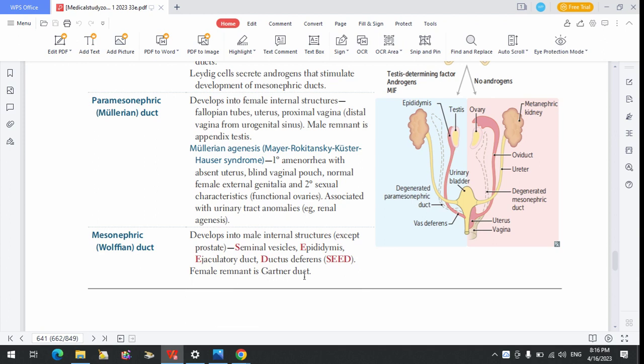So, do you guys understand the formation of the gonads, the internal genitalia, and the external genitalia in both male and female now? Or should I go over it again?